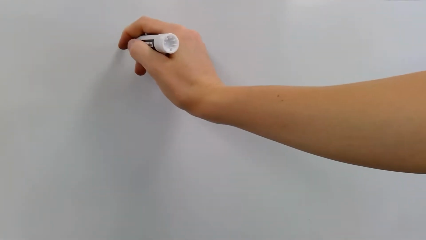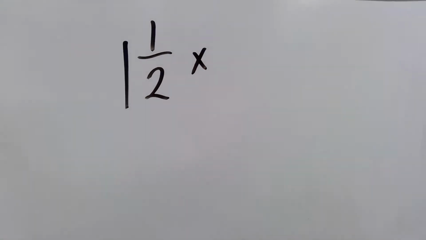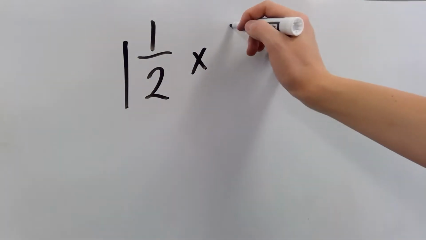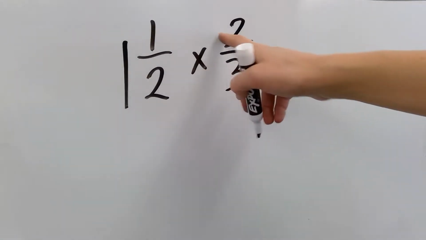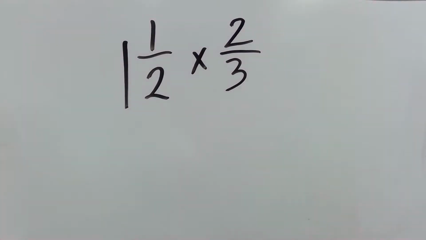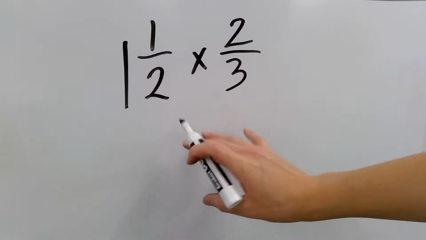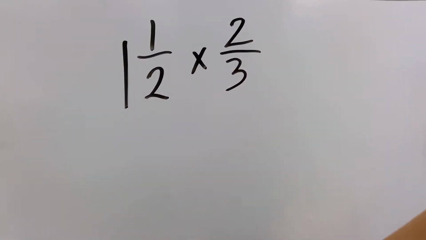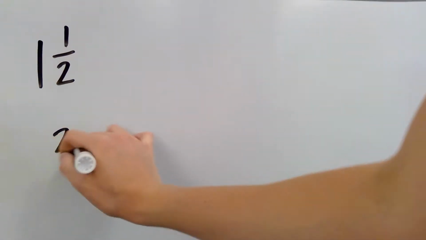So let's say I was going to multiply 1 1/2 by 2/3. Now in this problem, I cannot go straight across because I have the mixed number. So what I like to do is I like to set up a model for it. I like to use the area model. So I'm going to just move this off to the side. 1 1/2 times 2/3.